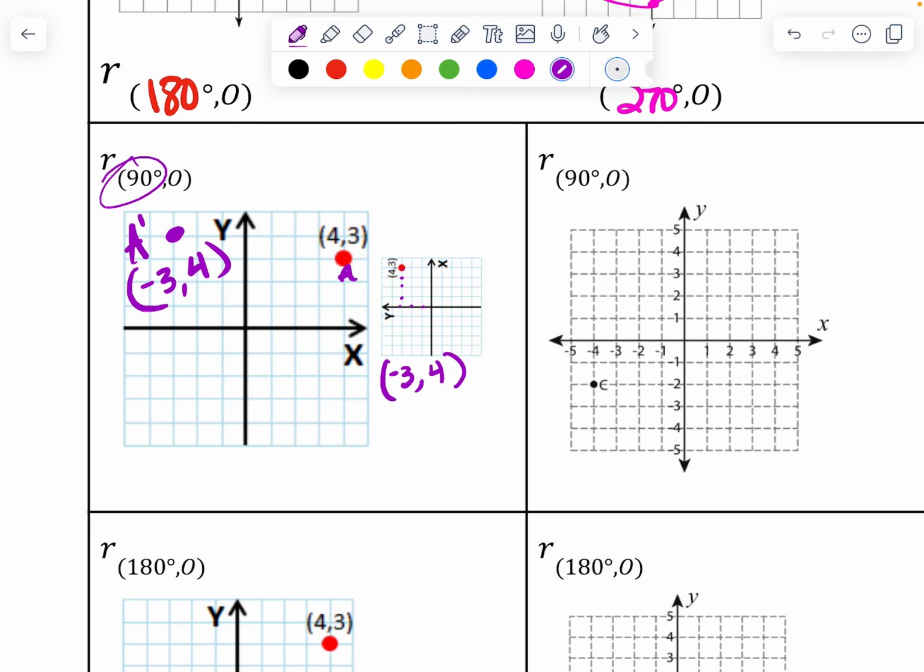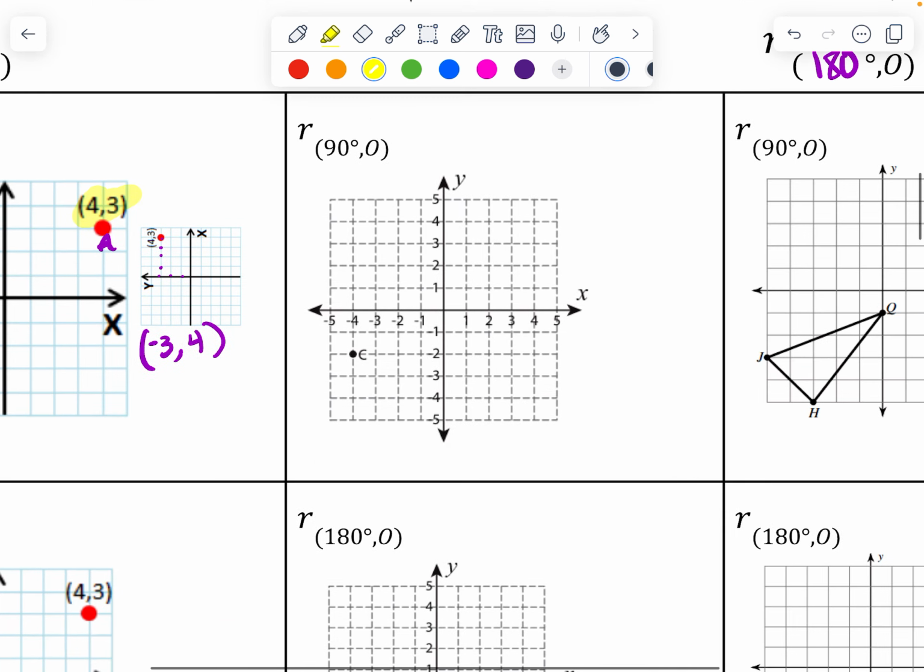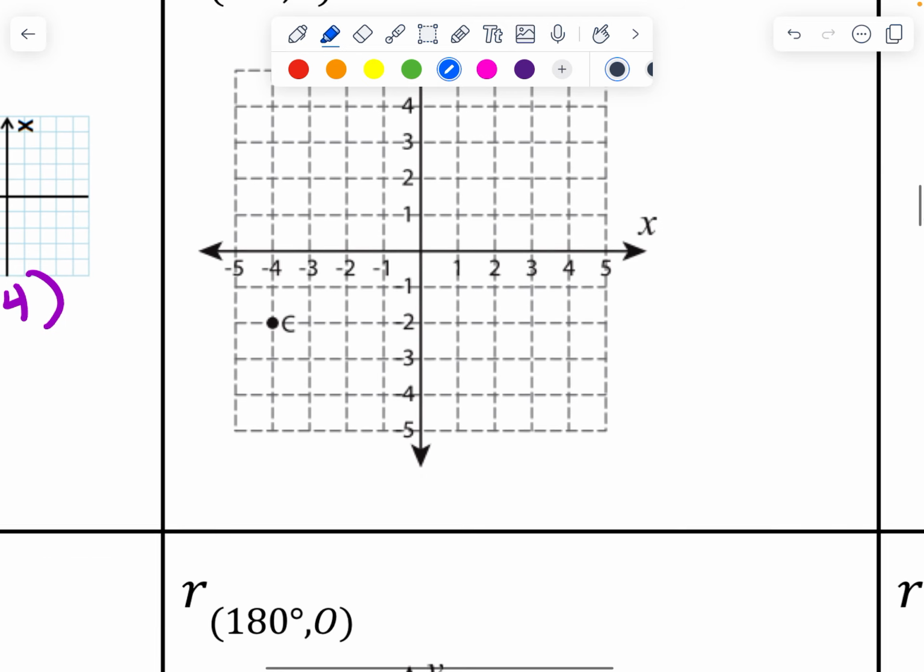I will teach you some tricks here soon about how you can just look at the points and flip them around, but I still think spinning is your best bet. All right, let's look over here. Point C. So point C is at, not in highlighter, negative 4, negative 2.